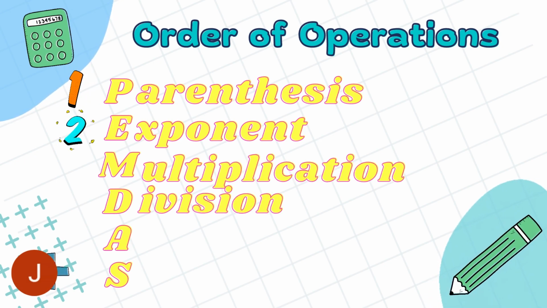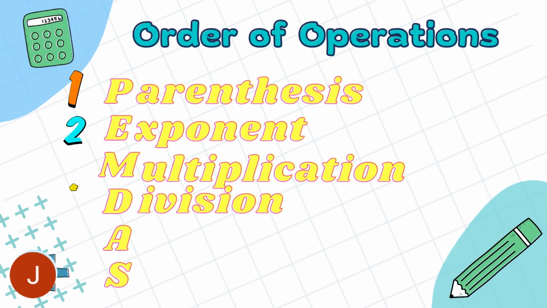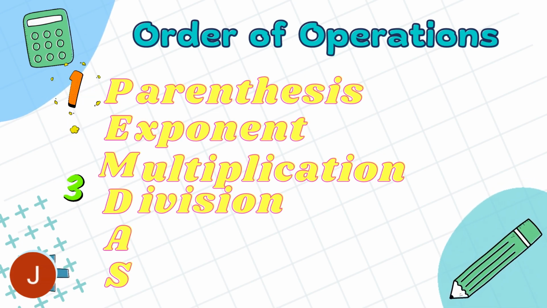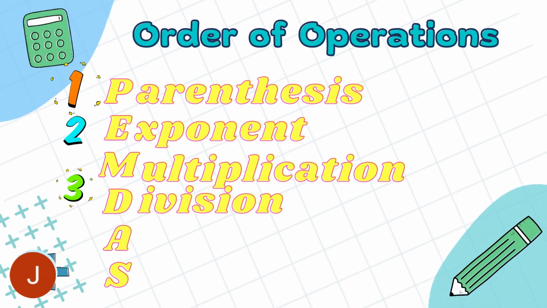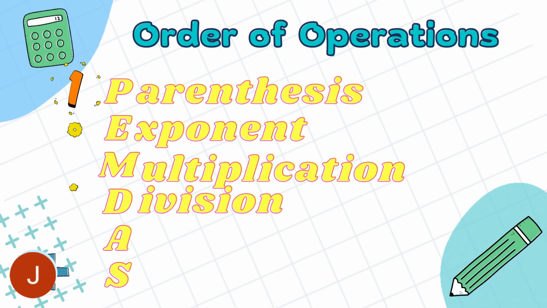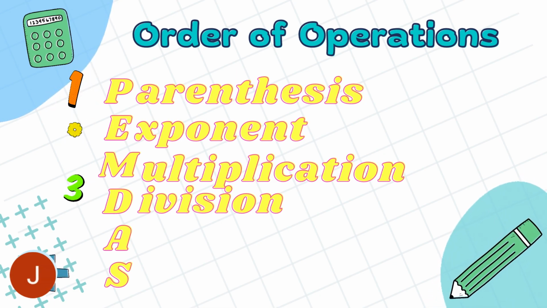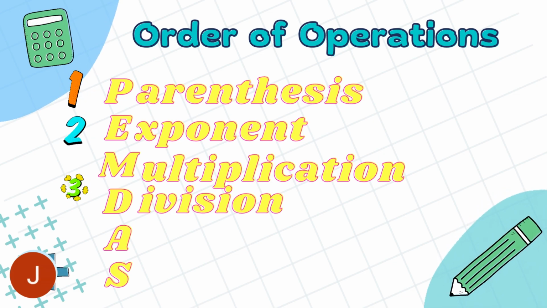Now, the M and the D stand for multiplication and division. Now here is where it gets tricky. The multiplication and division are both in the third place. Be careful. The multiplication does not come before the division. The multiplication and division are both at the same level. When you want to solve, you start with the one that comes first. As you're moving from left to right, the operation that comes first, you start with it. Okay, be careful. The multiplication is not before the division.